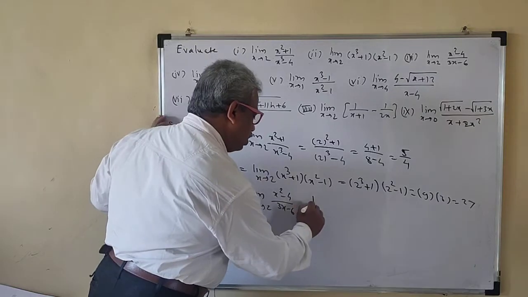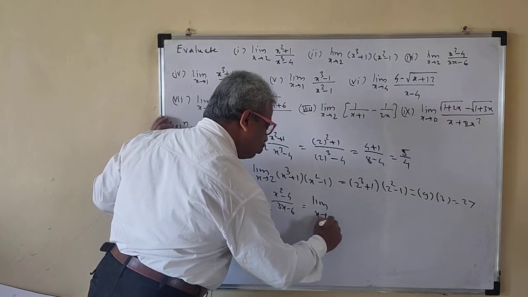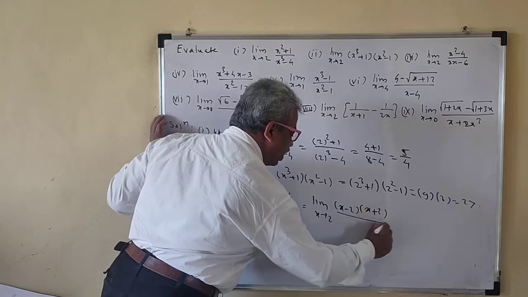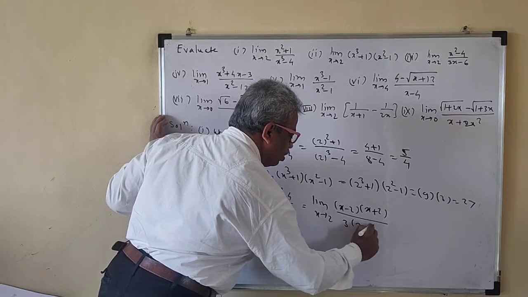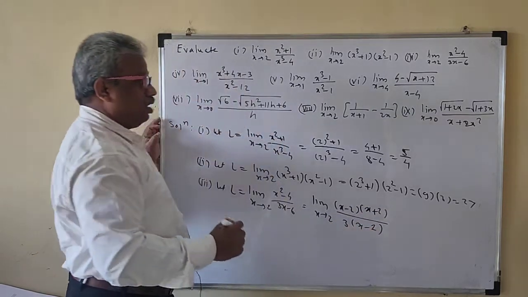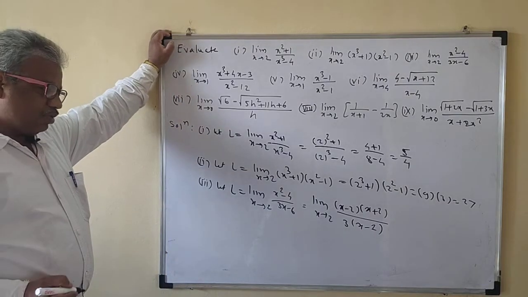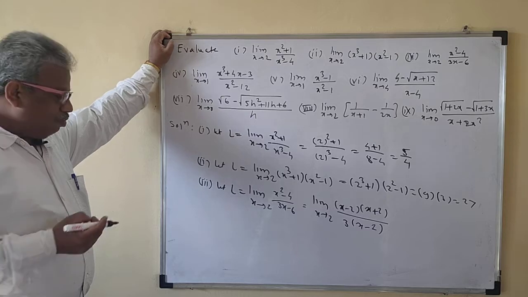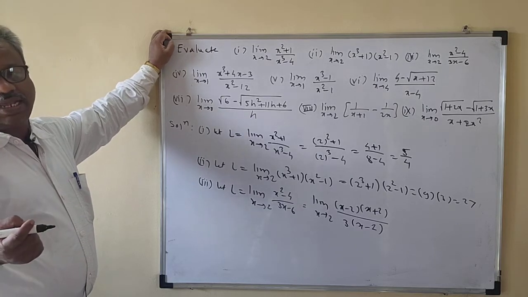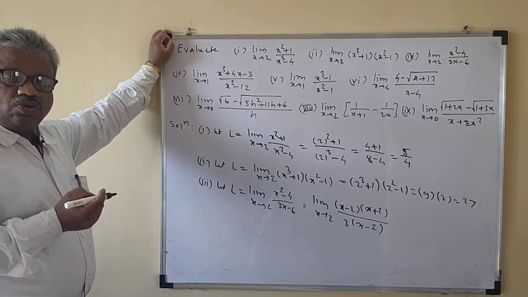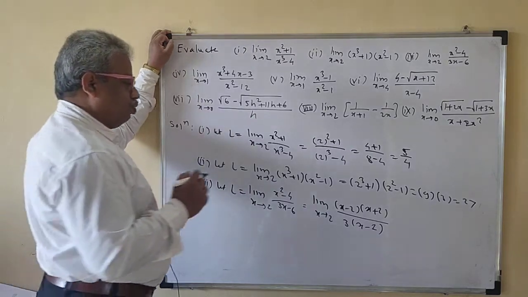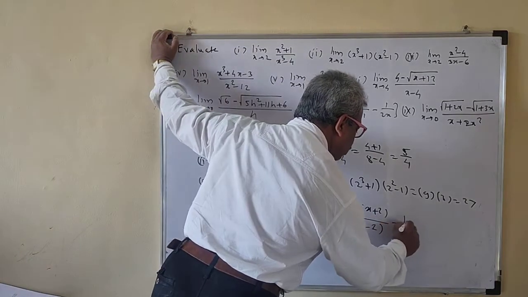So this is limit x tends to 2 of (x minus 2)(x plus 2), and you can factorize the denominator by taking 3 common. So you get this. Now here you can cancel x minus 2 because your x minus 2 is not 0, because x tends to 2 does not imply that x is equal to 2. That means x is in the deleted neighborhood of 2, so x is not equal to 2. Therefore you can cancel this.